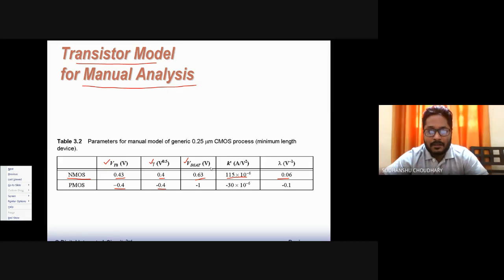In fact, for SPICE simulations also, one can utilize these parameters for a 0.25 micron CMOS process. For each process, these parameters will be different. These parameters will not remain the same for each process. So these parameters are only for the 0.25 micron CMOS process. For other CMOS processes, these parameters will be different.